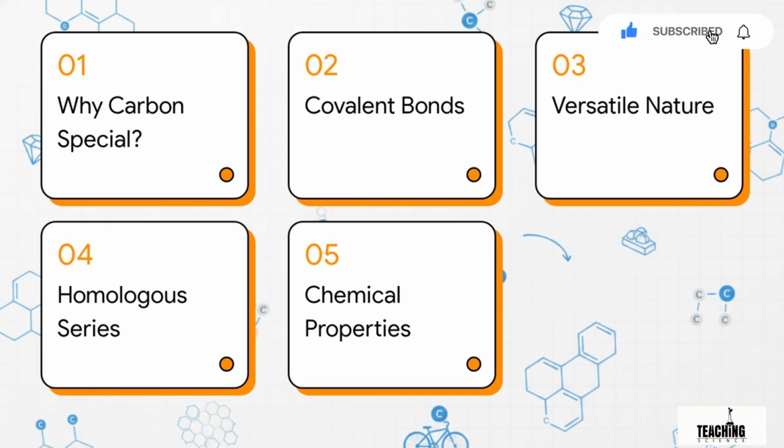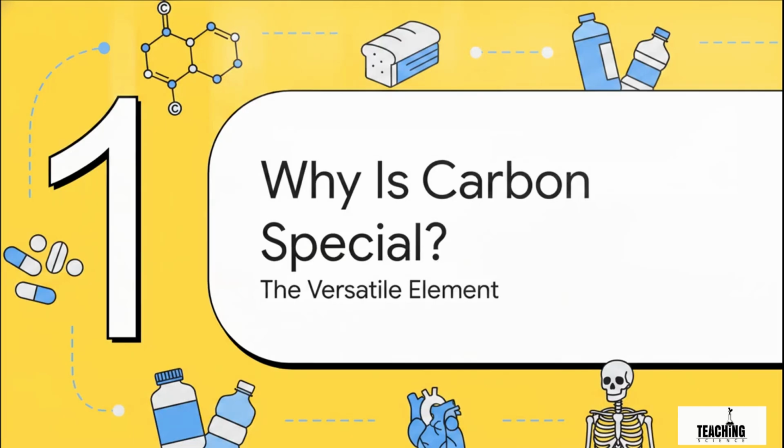1. Why carbon is special. 2. Covalent bonds. 3. Carbon's versatile nature. 4. Homologous series. And 5. Chemical properties. Section 1. Why is carbon special? Let's look at this versatile element.